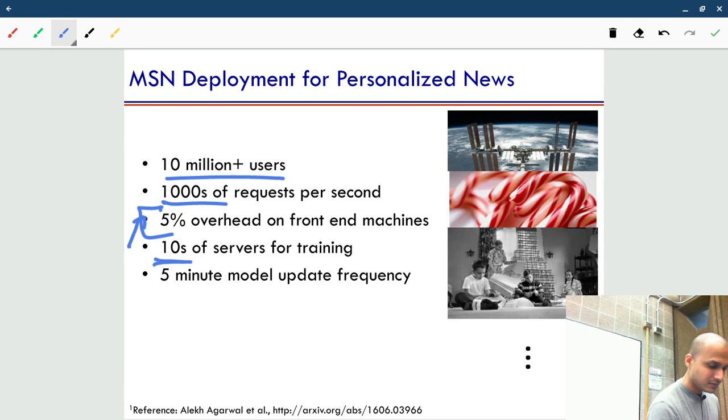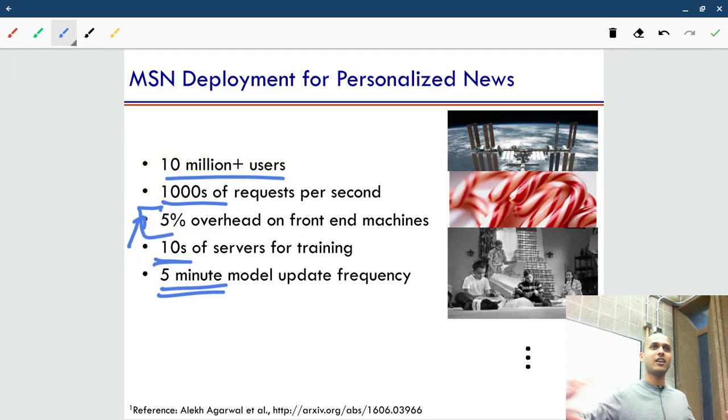Since it's a forecasting model, it goes from features to some rank list. You need to have some training potentially. So they had some servers for training, and they would update the model which does the forecasting in real time, maybe every 5 minutes or so. So that's one way to implement an online machine learning pipeline, right?